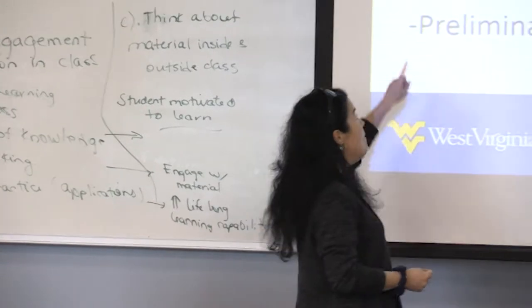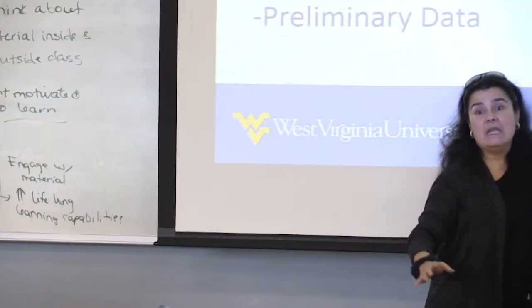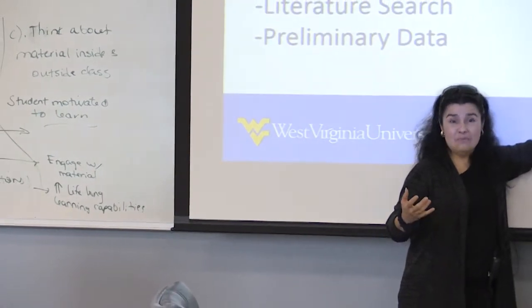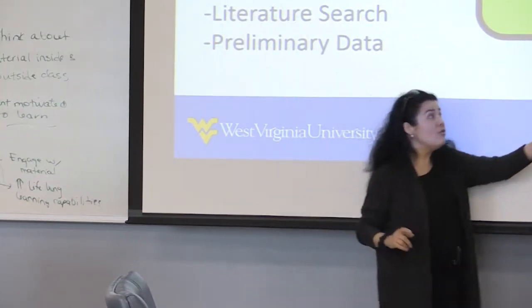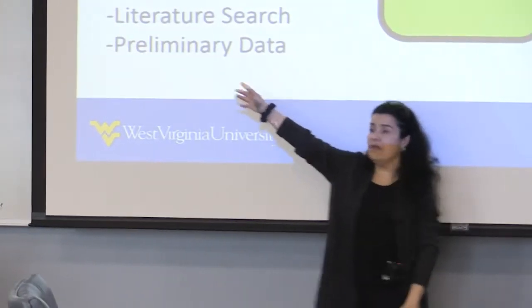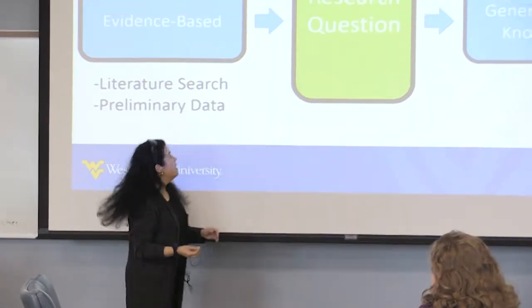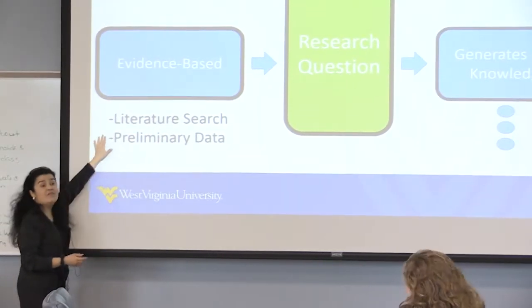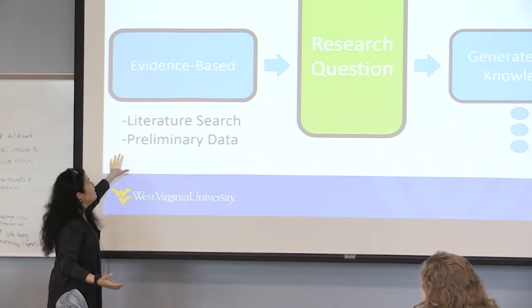So if you don't do a proper literature search, your research is going to be completely meaningless. Your questions could be really important, but they are not grounded. Your methodology will not be grounded on the literature research. So it's extremely important for you to have an evidence-based approach to your research problem.